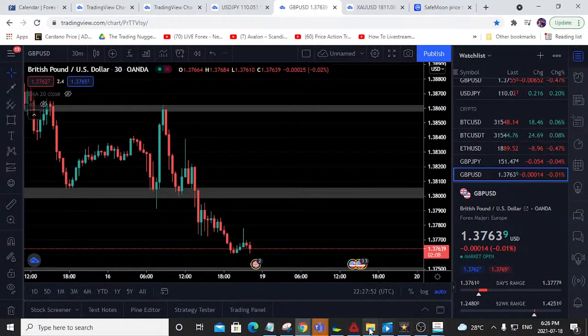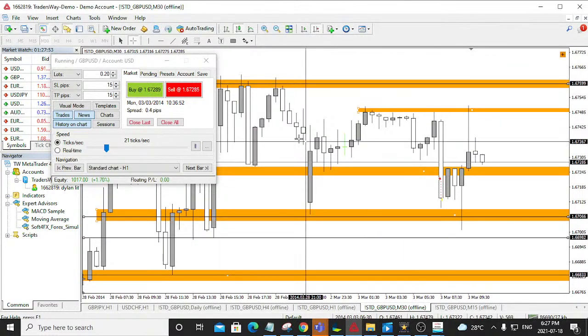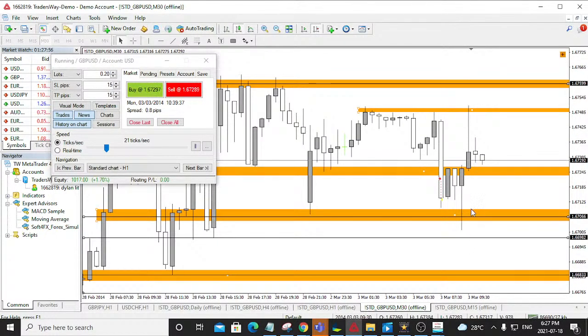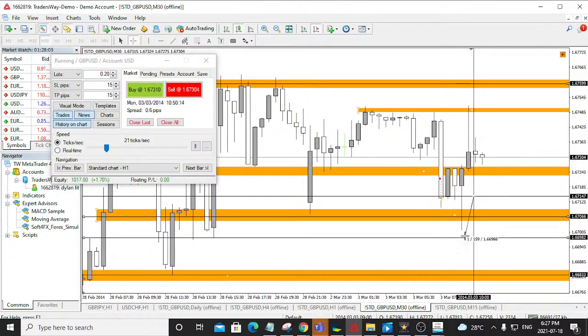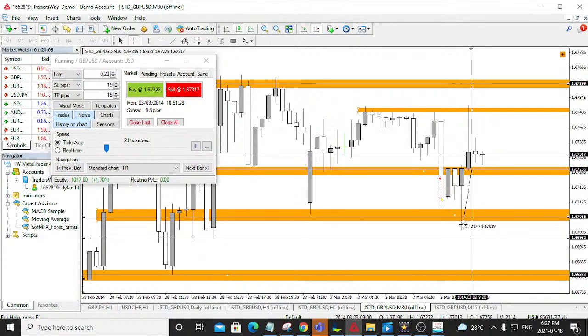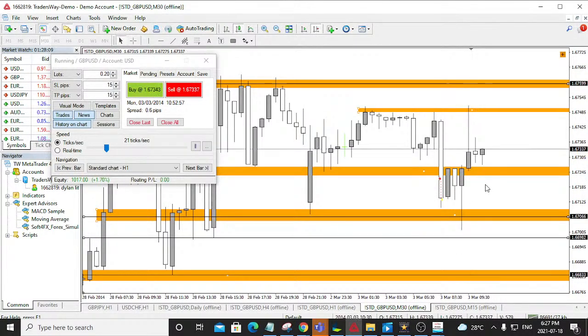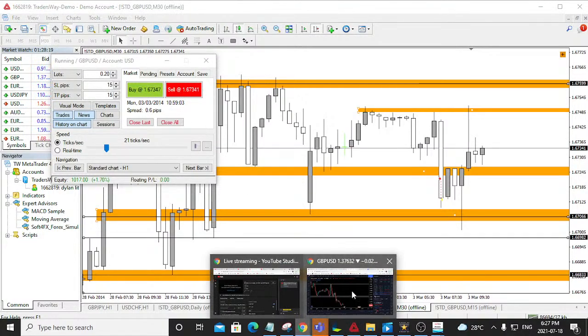What's happening on the simulator? Simulator price, what is happening on the simulator? Price came down, broke this low, gave you another 20 pips, so a 20 pip move to the downside, and then shot back up. Whoa, that was huge. That shot back up, nice. But this is way outside of our trading time. We are definitely not trading that.